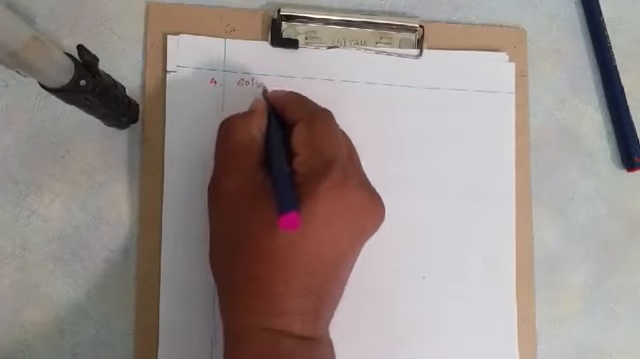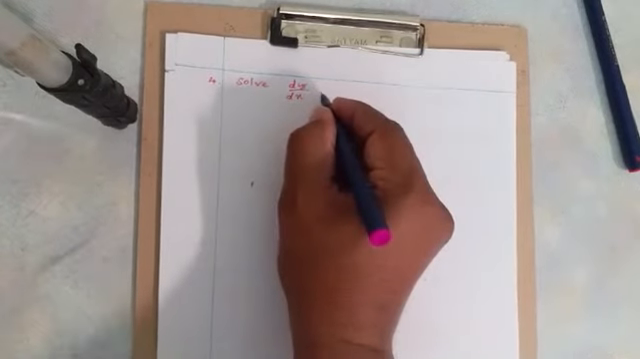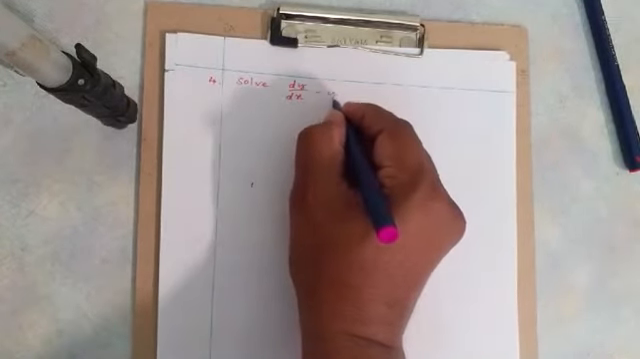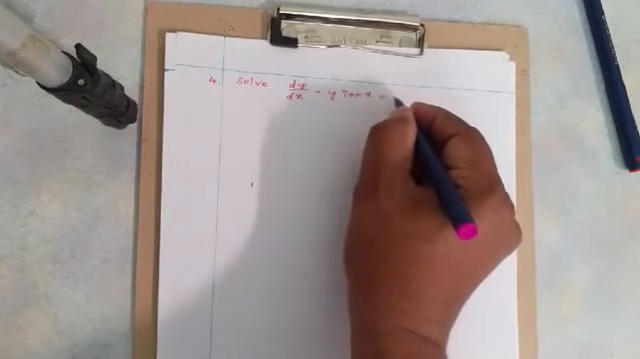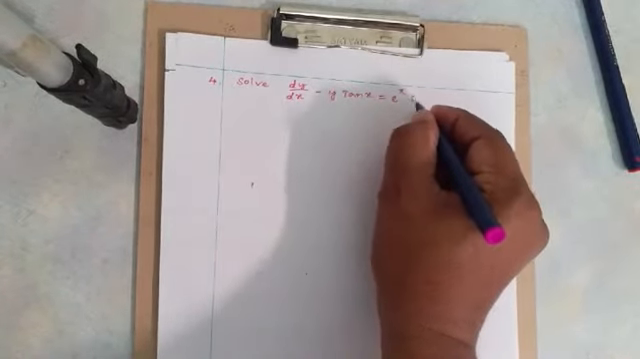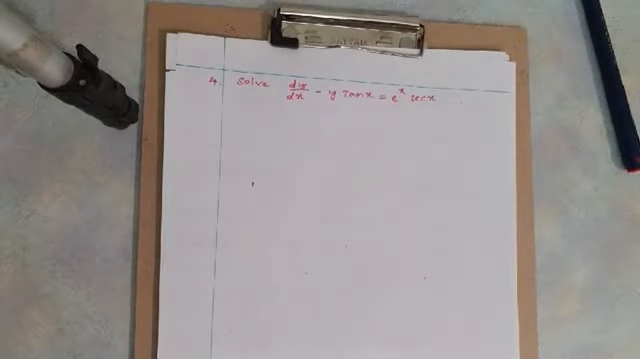Now the fourth problem is: solve dy by dx minus y tan x is equal to e power x secant x. So this is the problem now.